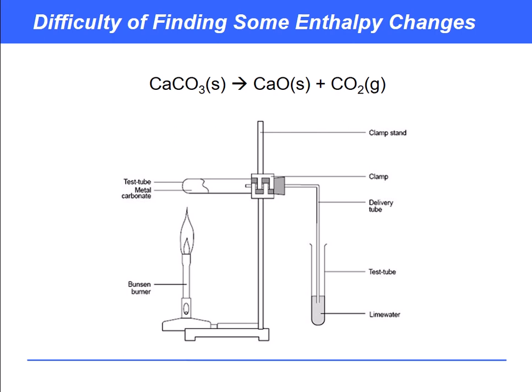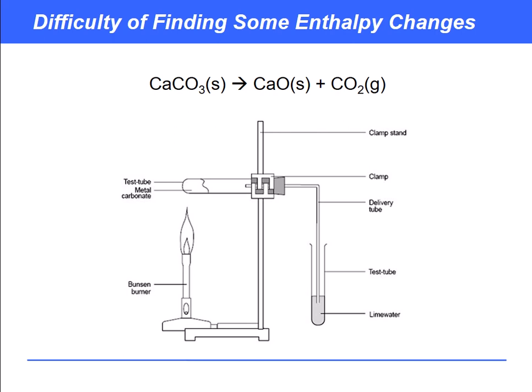For example, if we look at this thermal decomposition of calcium carbonate here, we find that the reaction rate is far too slow to be able to measure a temperature change in a reasonable period of time. And typically if we want this reaction to happen, we have to use a setup like this, where we use a Bunsen burner to heat a test tube containing the metal carbonate, and then we can detect the carbon dioxide produced by bubbling it through lime water. Unfortunately, if we try to use this method to determine the enthalpy change, we're going to run into problems.